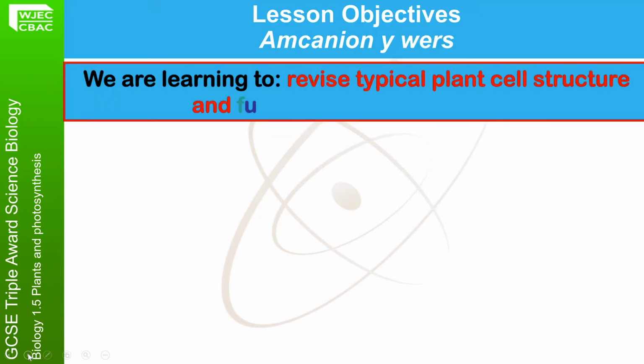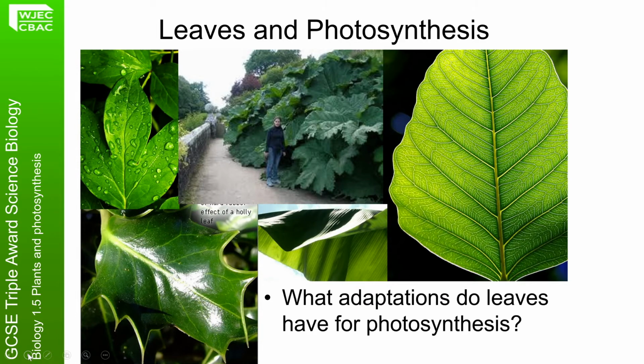So in this first short lesson, we will recap and revise what you already know about plant cell structure and functions of cell organelles, as you can see in the objective. Your starter activity is to use these images to have a little think about what adaptations the leaves have for photosynthesis.